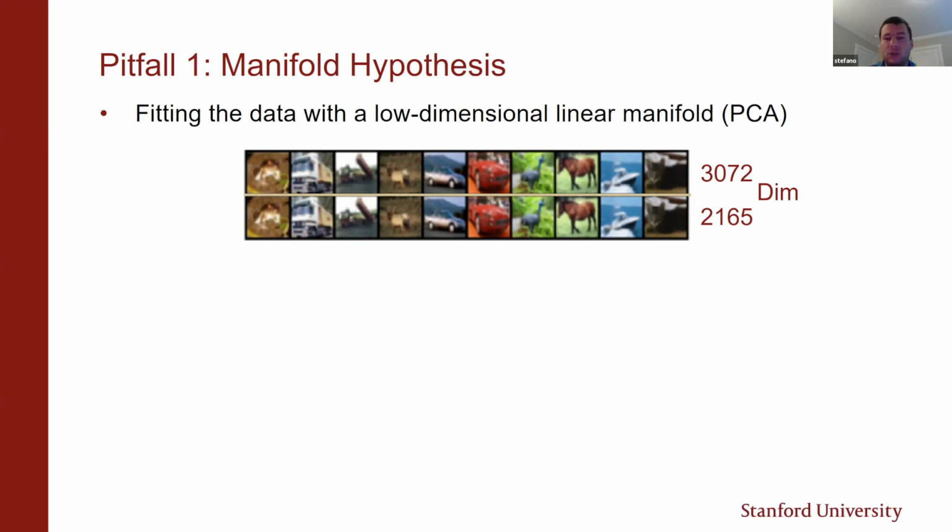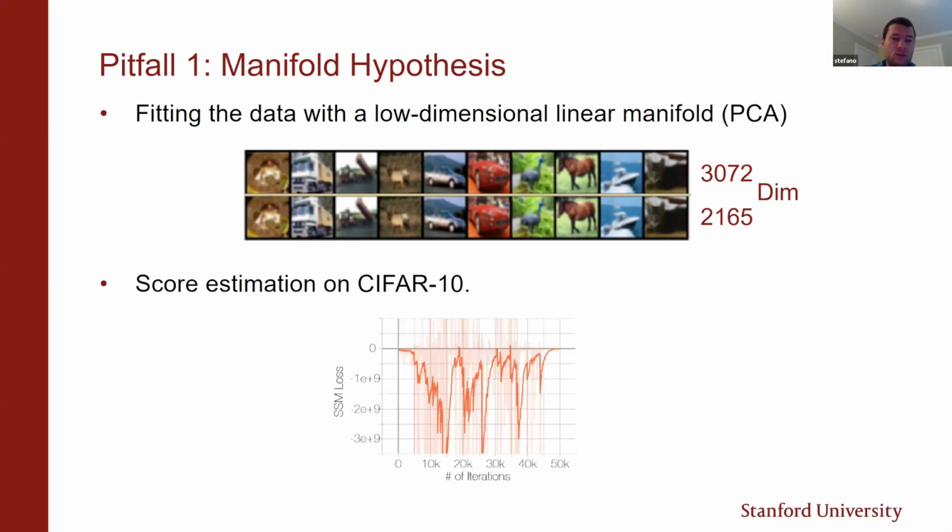And so that's going to be a problem when we think about our vector field of gradients, because they might not be well-defined, which I think is what was initially the issue that was raised at the beginning of the talk. And indeed, if you try to use sliced score matching on CIFAR 10 in practice, you're going to see that the learning is very, very unstable. It keeps bouncing up and down, and it doesn't really learn much.